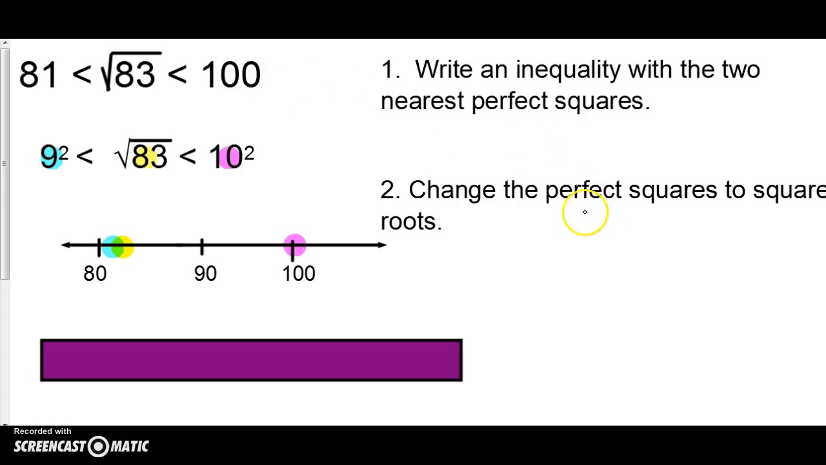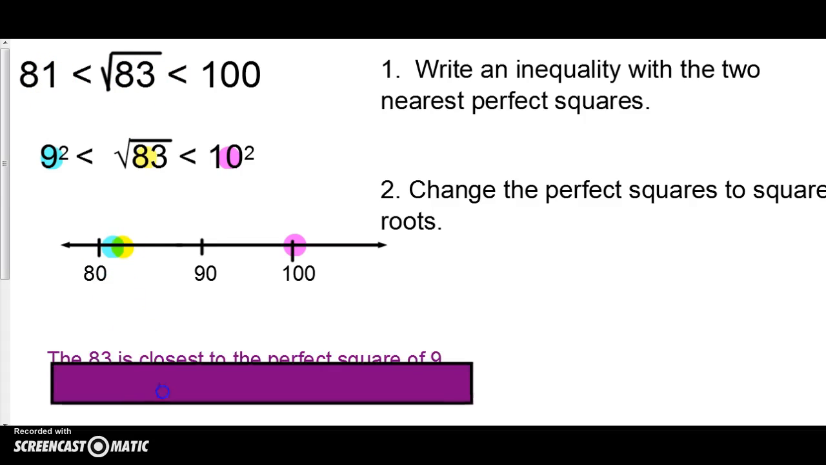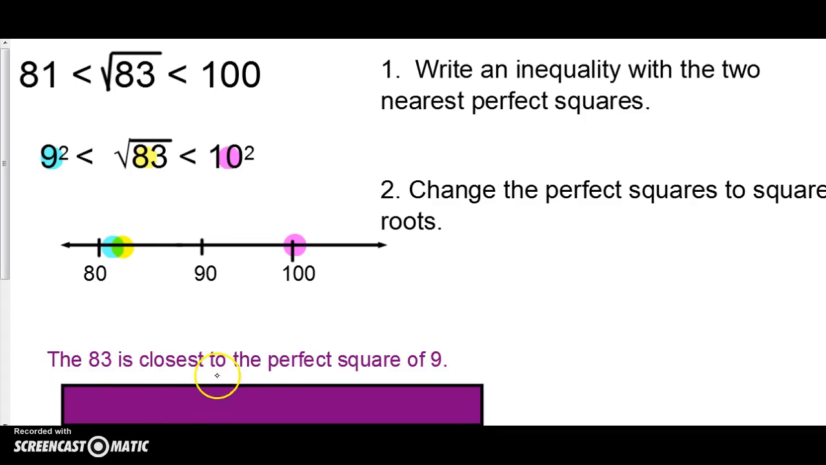And then your second step, you'll change the perfect squares to square roots. And so 9 times 9 is 81, and I put that on the number line. And 81 and 83 are very close together. And then 10 times 10 is 100. And so you would say, to estimate, the nearest perfect square to the square root of 83 is 81, because they were closer. So 83 is closest to the perfect square of 9.